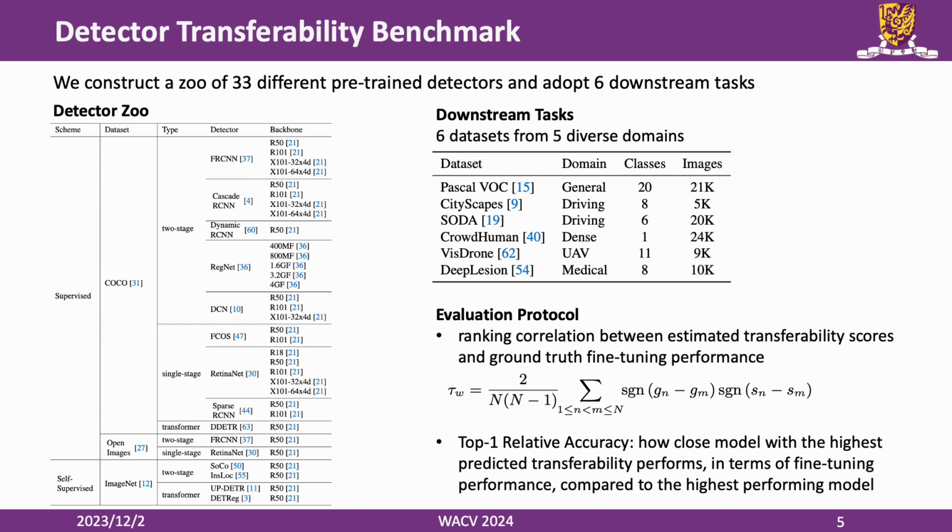Also, they are equipped with different backbones, such as ResNet, ResNeXt, and RegNet. We adopt 5 datasets from 5 diverse domains as our downstream tasks for evaluation. We use the weighted Kendall tau as our evaluation protocol, which evaluates the ranking correlation between estimated transferability scores and the ground-truth fine-tuning performance. The equation is shown here. We also adopt top-1 relative accuracy to measure how close the model with the highest predicted transferability performs, in terms of fine-tuning performance, compared to the highest performing model.